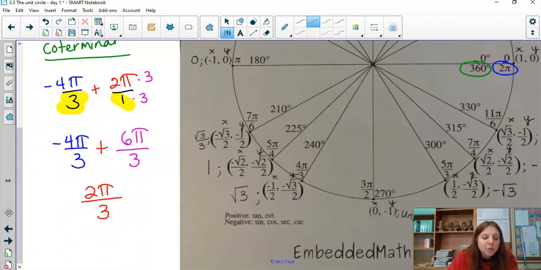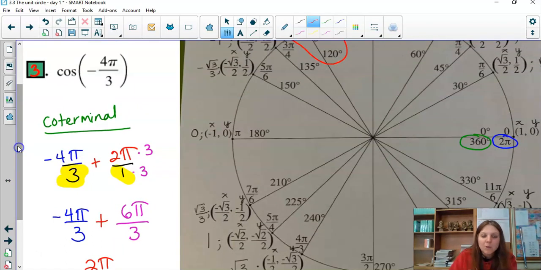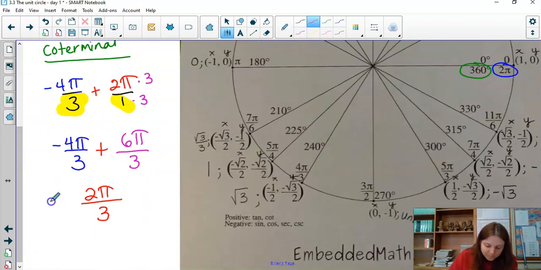Now, if you run into a scenario where this is not on the circle, then you would have to add again, and you could add 2 pi over 1, which will be 6 pi over 3. So you could continuously add this 6 pi over 3 until you get something on the circle. I know there's a question in the assignment where you have to add a couple of times. Okay, and we're still looking for the cosine.